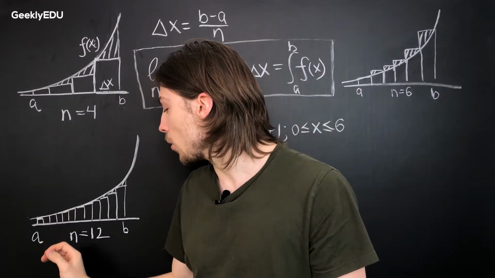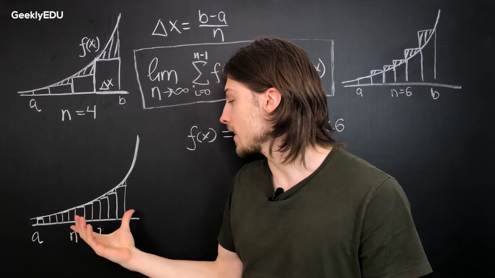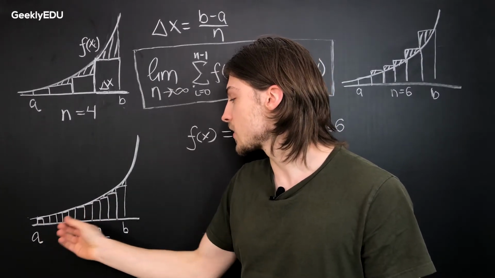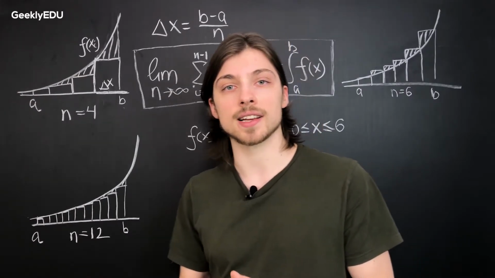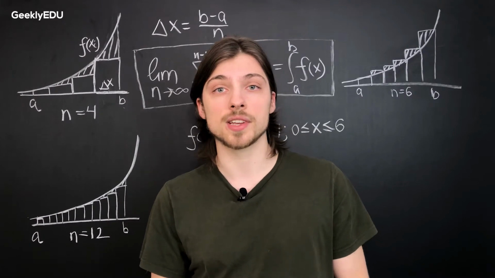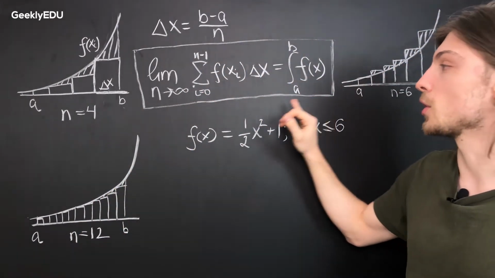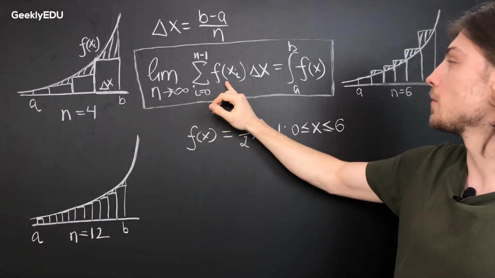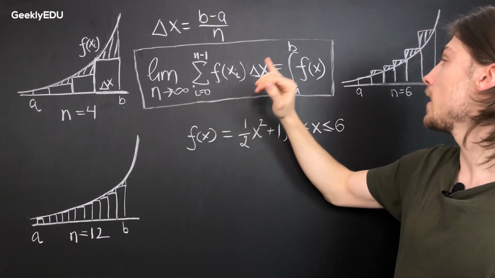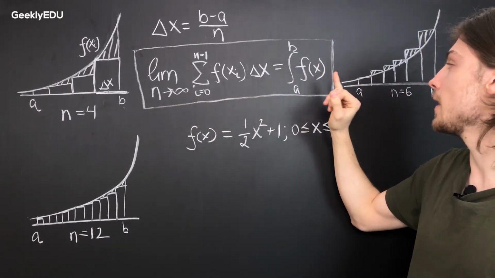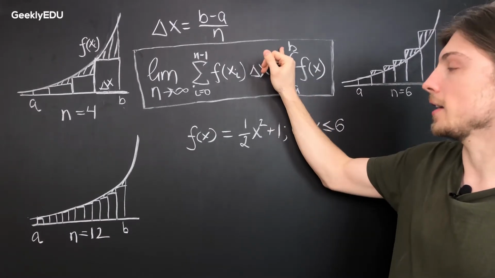Once we go with more and more rectangles, we start to realize that the sum of all of those rectangles is kind of similar to an integral, and that's exactly the connection between the Riemann sums and the integrals, and it's very well described by this formula here. So the limit of the sum of those rectangles as n approaches infinity essentially equals the integral of this function on an interval from a to b.